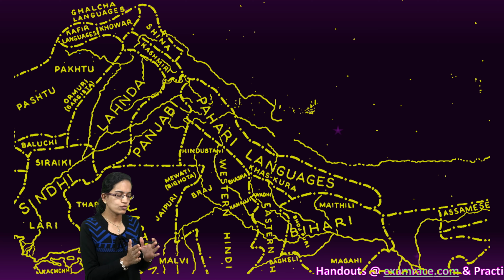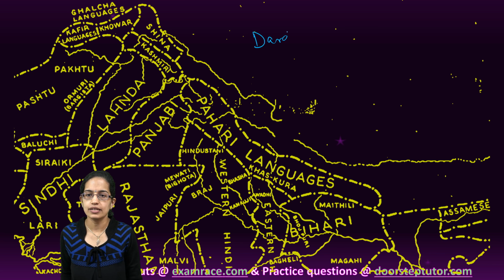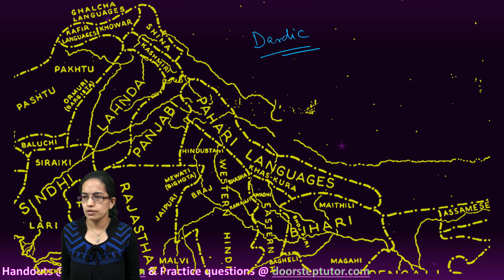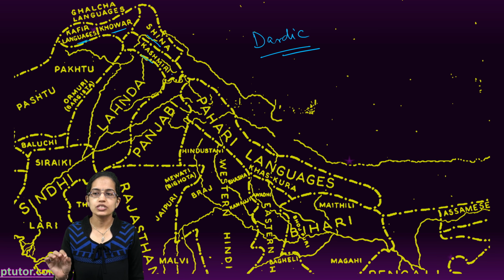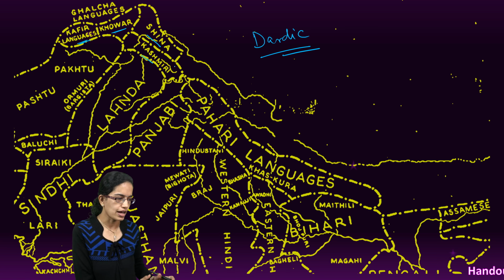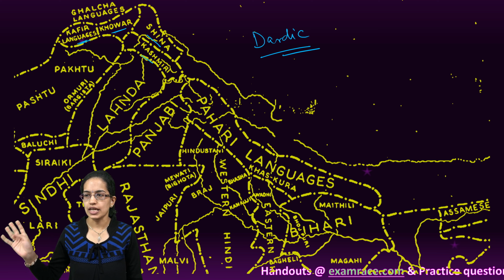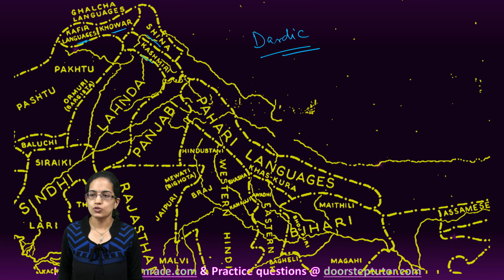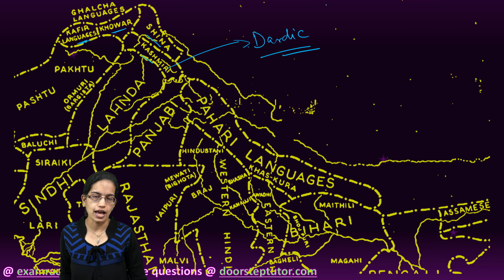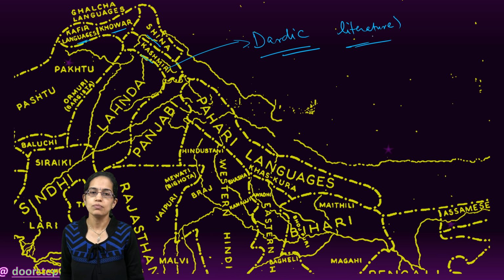Now coming on from the northwest, we have the region which was known as the Dardic belt. Now in the Dardic belt, the languages were important. You have Kafir, Khowar, Kashmiri and Shina as the main languages, of which only Kashmiri is a language which has its own literature. Neither Kafir nor Khowar nor Shina have a literature. So Kashmiri is the only Dardic language which has a literature, a very important concept that you must remember.